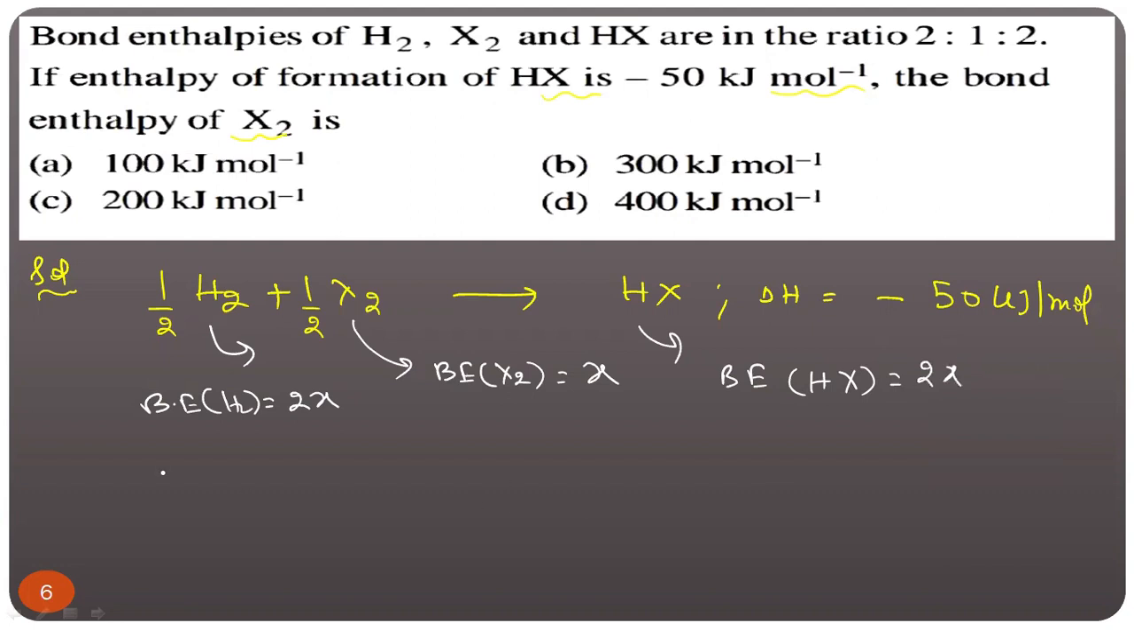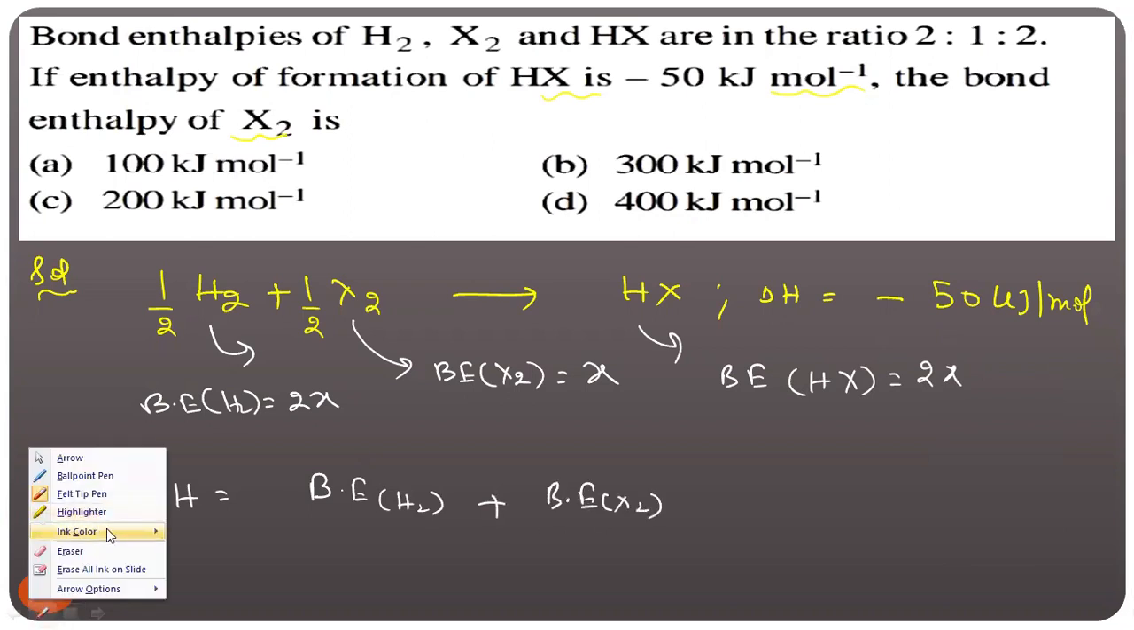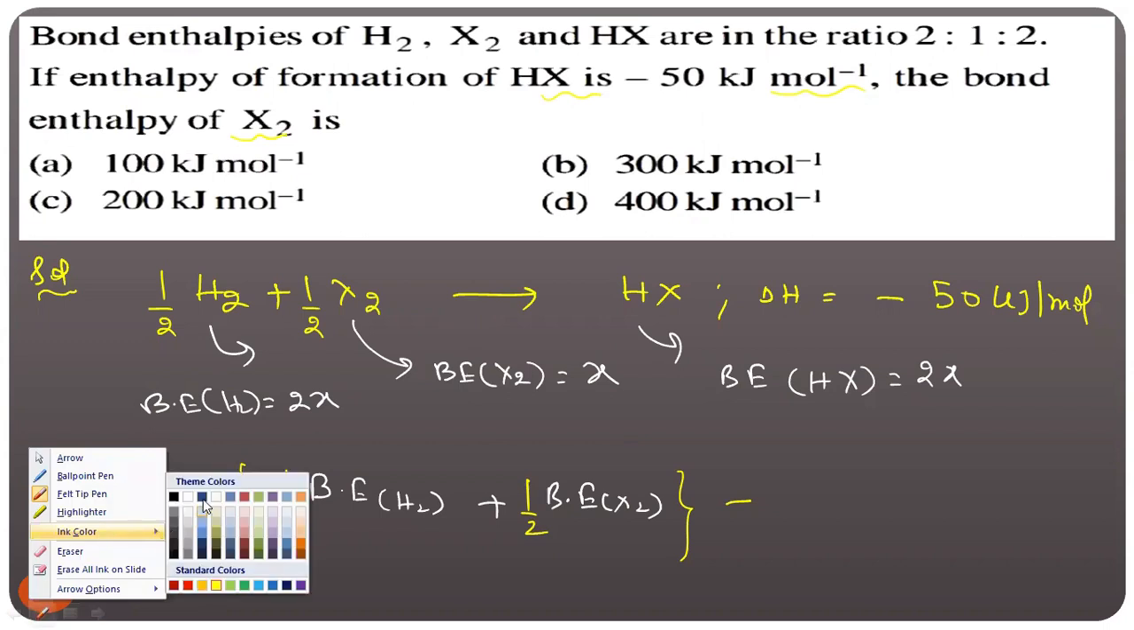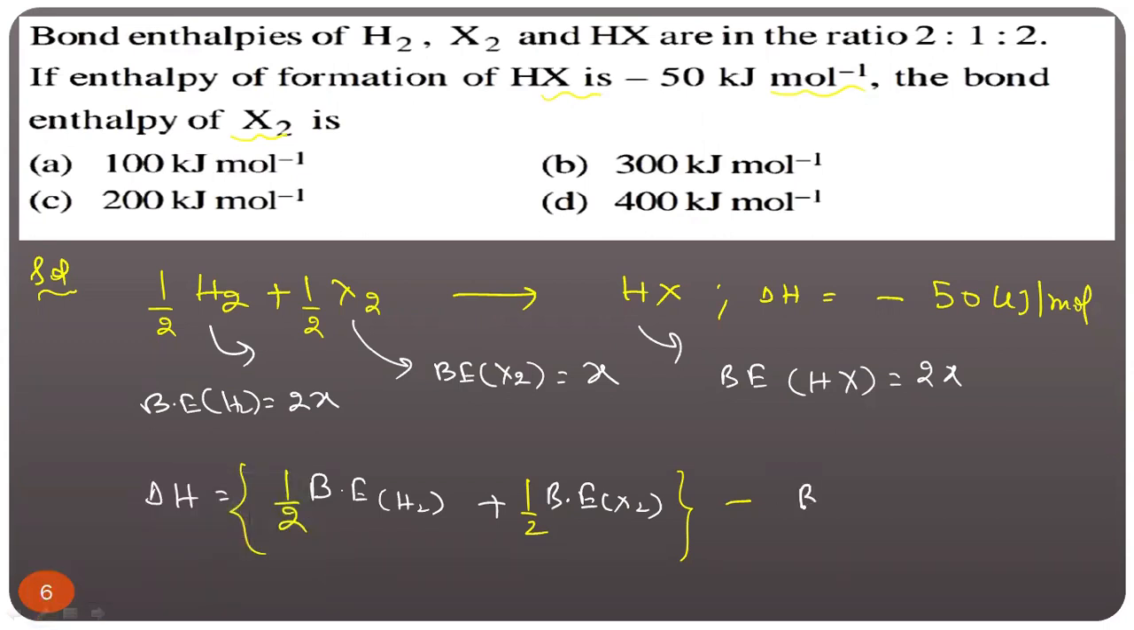Clear? Now what is the relation we know? Delta H is equal to bond energies of the reactant, means bond energies of H2 plus bond energies of X2. Clear? Now how many times it is given here? Look at 1 by 2. So you will write half bond energies of X2. Clear? This is the bond energies of reactant minus bond energies of product. So what is the bond energies of product here? That is, we will write bond energies of HX, 1 mole like this. Now solve this.